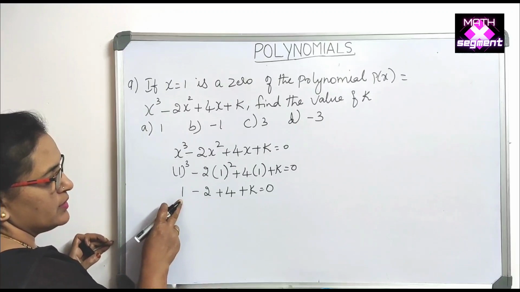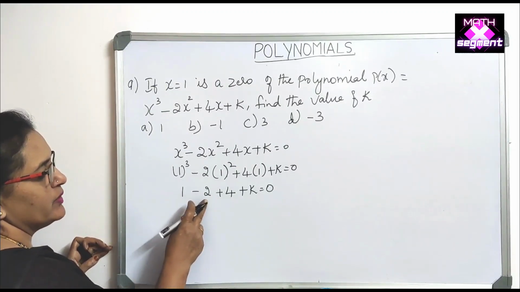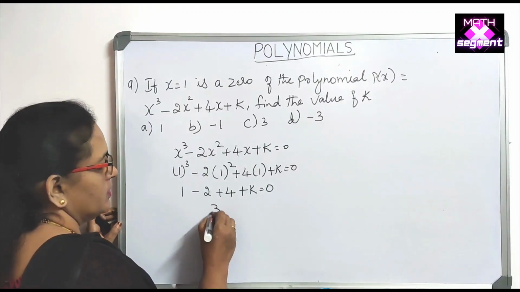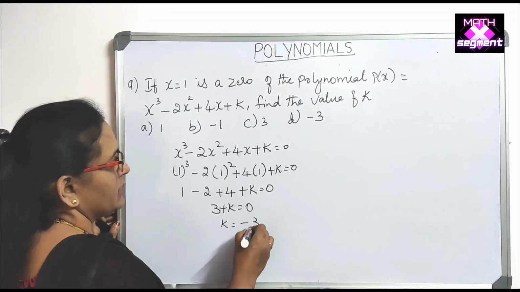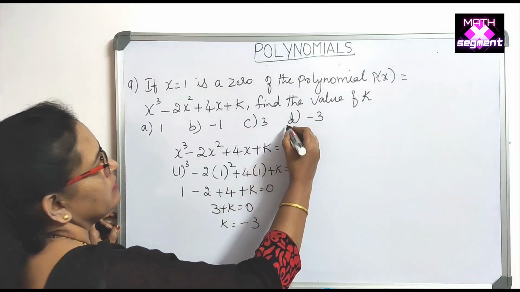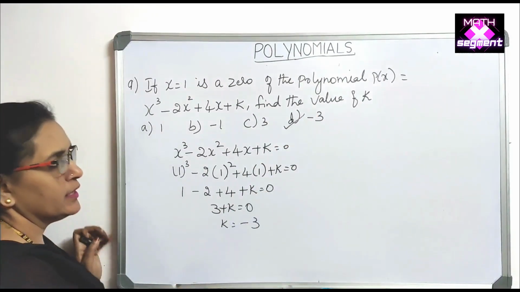So all are constant values. 4 plus 1 is 5, 5 minus 2 is 3. 3 plus k is equal to 0. So k is equal to -3. Where is the option -3? It is in D. This is the correct option.